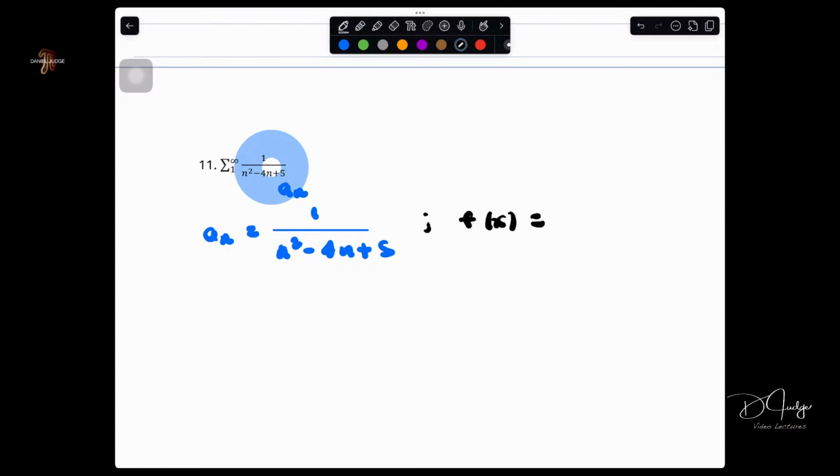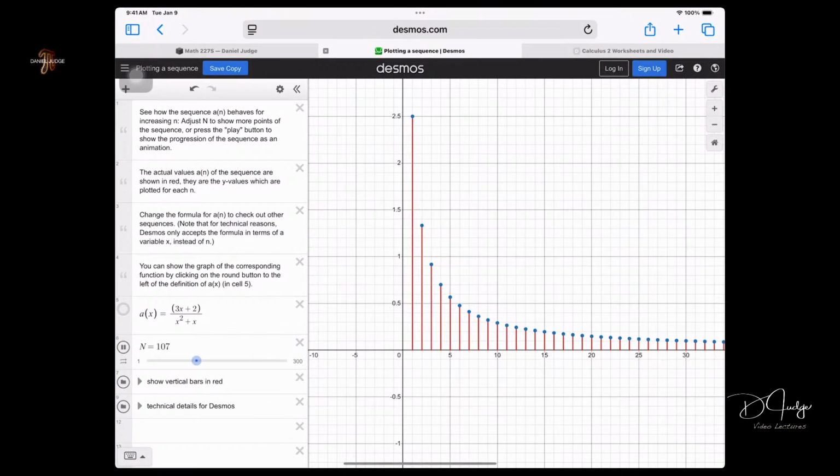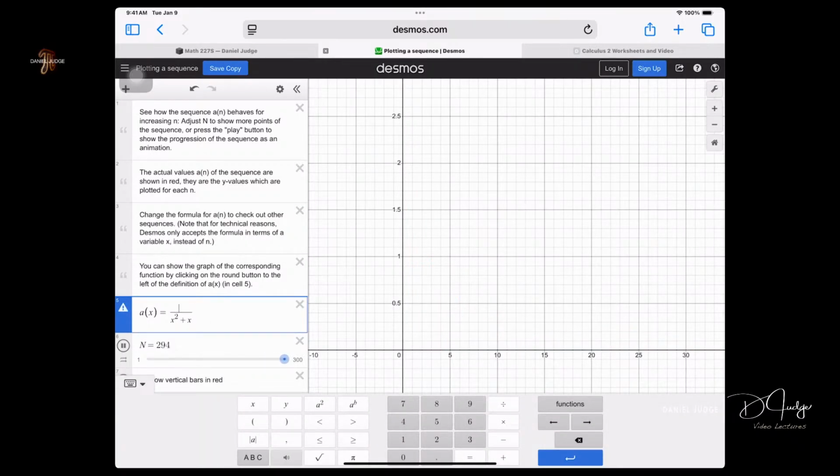So your function f of x is 1 over x squared minus 4x plus 5. Now, take a look. This should be decreasing terms. So you want your terms to be decreasing and positive. So take a look at Desmos now. 1 over x squared minus 4x plus 5.